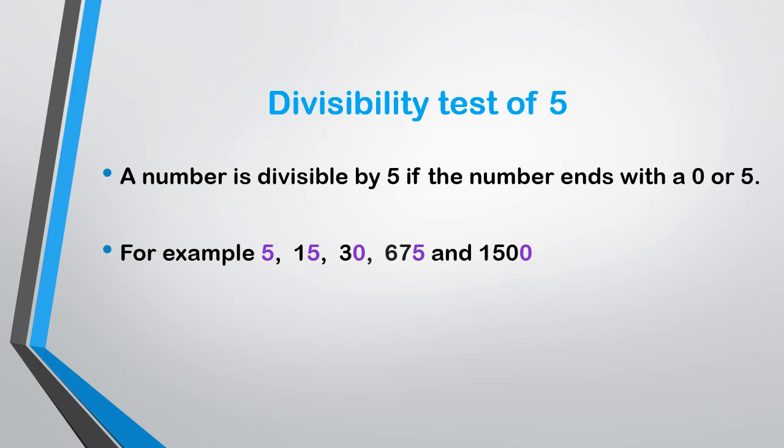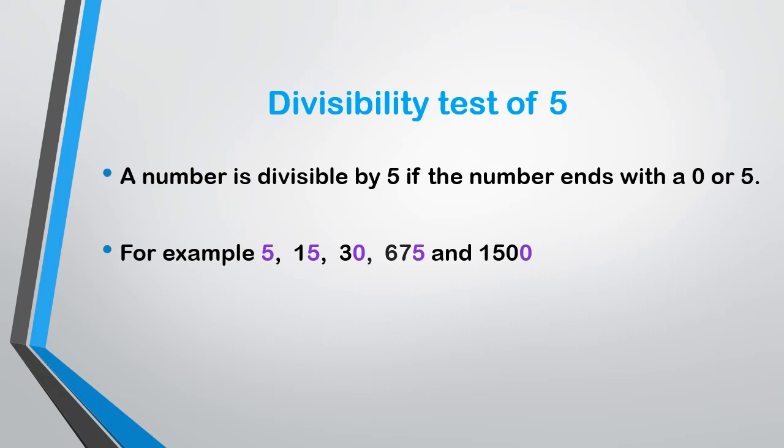Okay. For smaller numbers we can use multiplication tables. Then what about the larger numbers? It is difficult to find out for larger numbers whether it is divisible or not. So for that purpose only we are using this divisibility test. So 675. What is the last number? 5. So we can say that 675 is divisible by 5.